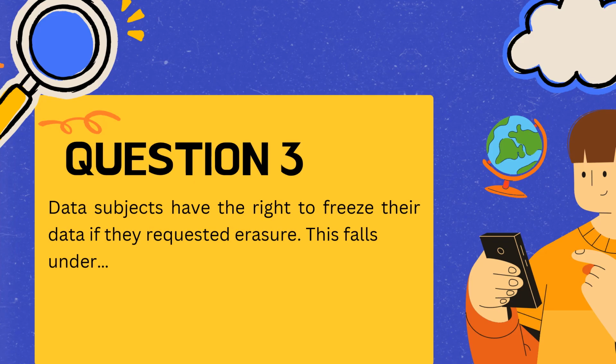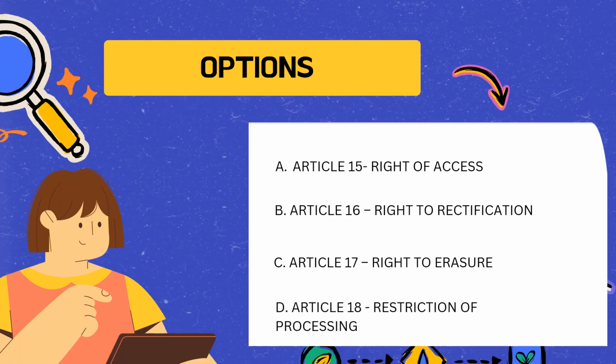Question 3. Data subjects have the right to freeze their data if they requested erasure. This falls under... We have 4 options. Option A, Article 15, right of access. Option B, Article 16, right to rectification. Option C, Article 17, right to erasure. Option D, Article 18, restriction of processing. You have 10 seconds to answer. Time starts now.